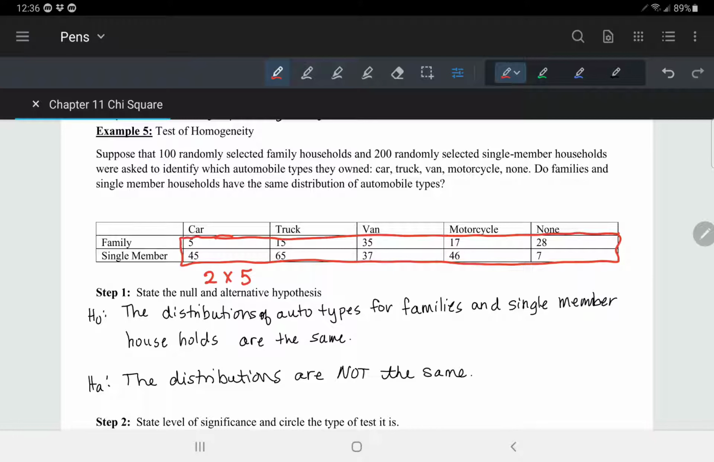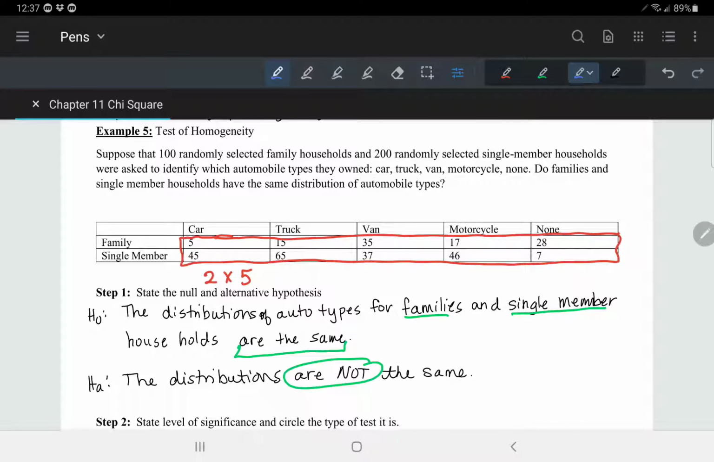All right. So first, let's state our null and alternative hypothesis. For the test of homogeneity, the null hypothesis says that the distributions of autotypes for families and single-member households, these are our 2 different populations, the null hypothesis says that they are the same, and then the alternative hypothesis will say that the distribution of autotypes for families and single-member households are not the same.